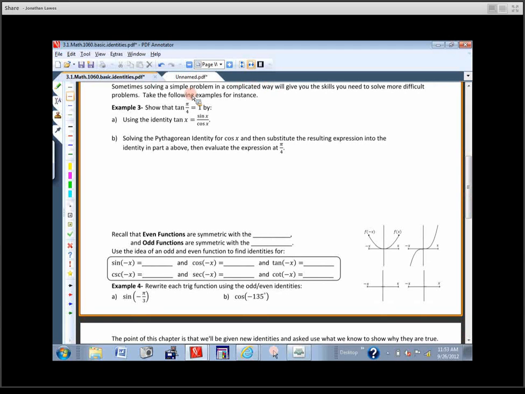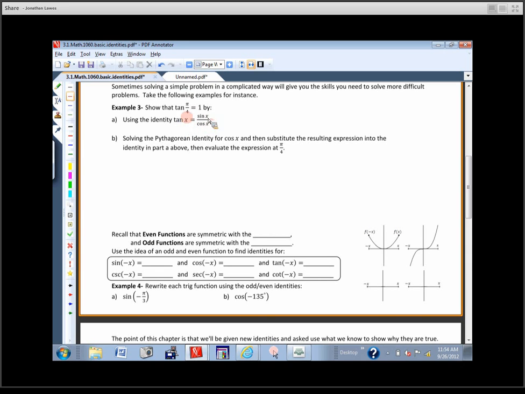We think of the unit circle, 45, 45, 90. The two legs are the same, so the opposite over the adjacent would be same number over same number, so that's going to be a 1. Okay? But sometimes solving a simple problem like this in a very complex way gives us some tools that we can use on more complicated problems that don't have a simple approach. Okay, so just bear with me here. It says, use the identity tangent x equals sine over cosine.